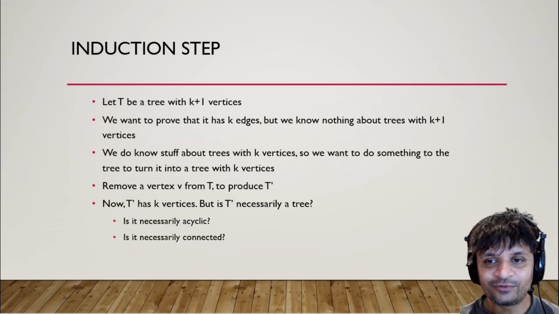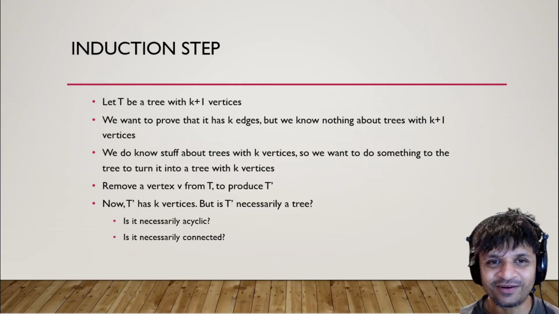Nothing at all. Anytime we try to prove something, we want to go like statement 1 implies statement 2, and statement 2 implies statement 3, and we just want to use logic to keep moving along this set of steps, right? But when we say that T is a tree with k plus 1 vertices, we have nowhere to go because we know nothing about things with k plus 1 vertices.